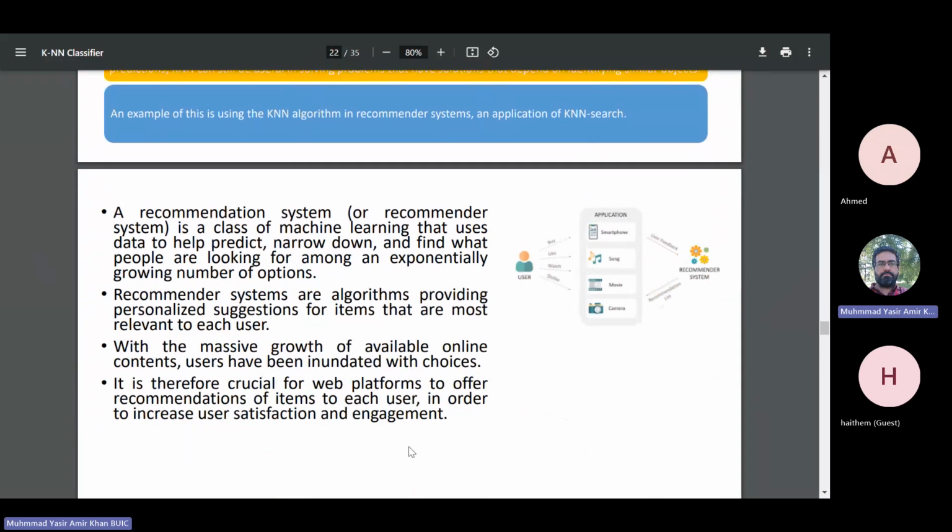Recommender systems, what do you know about recommender systems? Yes, Ahmed. You must have used recommender systems. We always use them online. What's a recommender system? I don't know.